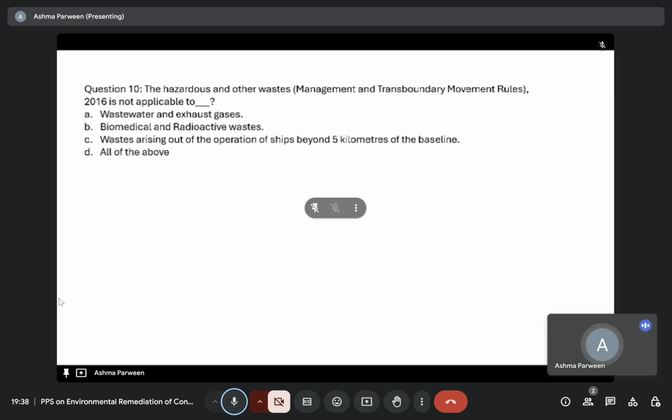So let's see which of the following options are correct. Wastewater and exhaust gases: hazardous waste management rules will not be applicable here. Biomedical and radioactive waste have separate rules. Similarly, wastewater and exhaust gases have different rules, and waste arising out of operation of ships beyond 5 kilometers of the baseline also has different rules. So the Hazardous and Other Waste Management Rules 2016 is not applicable to all the types of waste given. So D will be the correct answer, because in the question we have to find out for which waste the 2016 rule is not applicable, and for all the waste given it is not applicable. So let's move to the next question.